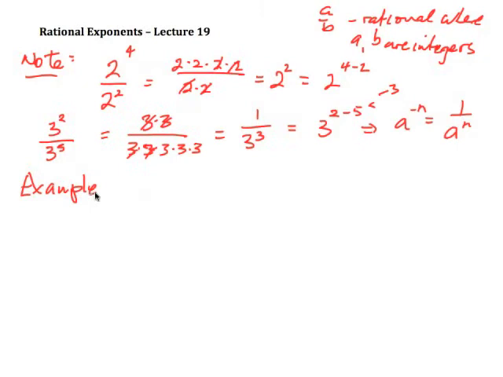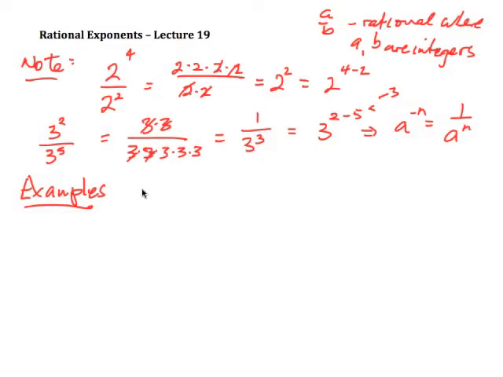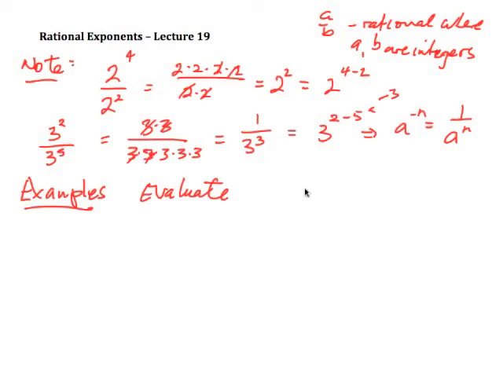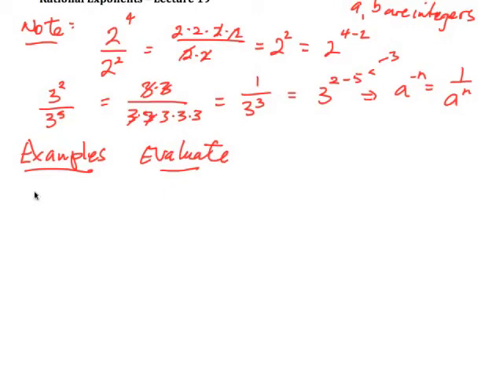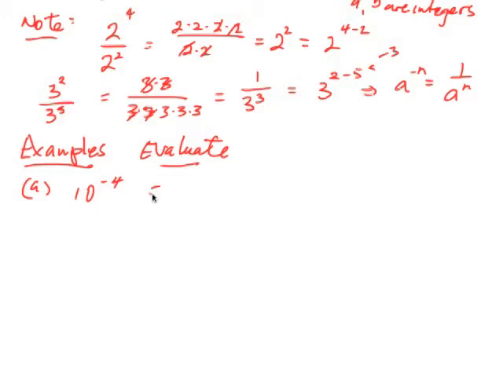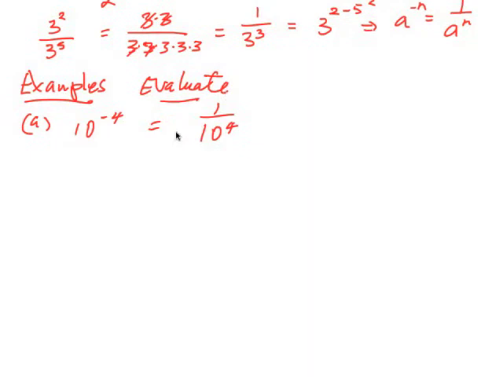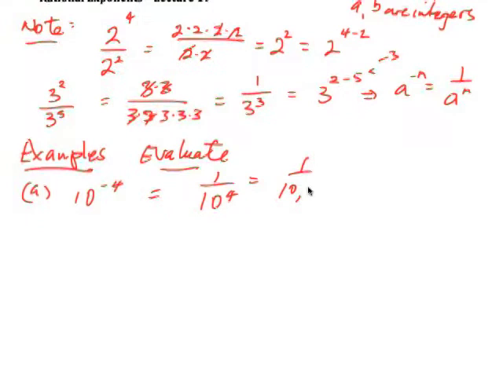Let's suppose we want to evaluate the following. And we always want to make sure that we end up with a positive result. So if we have, for example, 10 to the power of negative 4, this of course is 1 over 10 to the 4, for a positive exponent. And so of course this is 1 over 10,000.